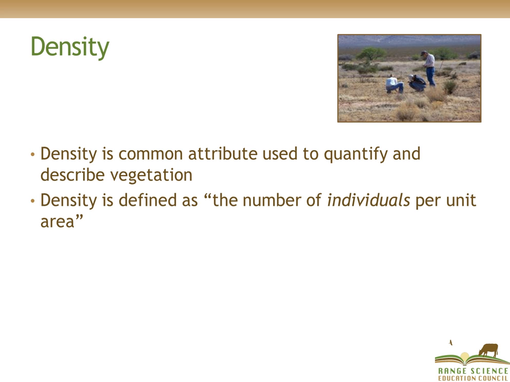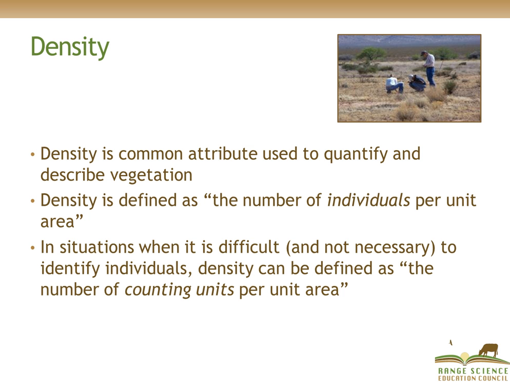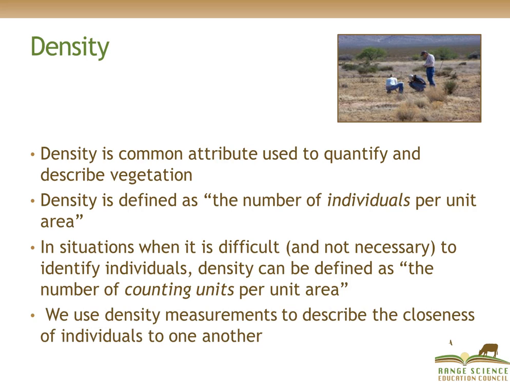Now, sometimes with certain species, it can be difficult to determine what is an individual. And when we run into this difficulty, and if it's not necessary to know whether we're dealing with individuals, density can be defined as the number of counting units per unit area, and then we need to clearly identify what a counting unit encompasses. We use density measurements to describe the closeness of individuals to one another. And so it relates to the way that individuals occupy space in a landscape or an environment.